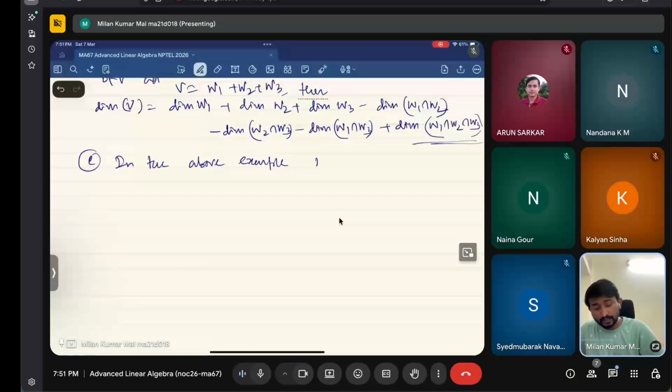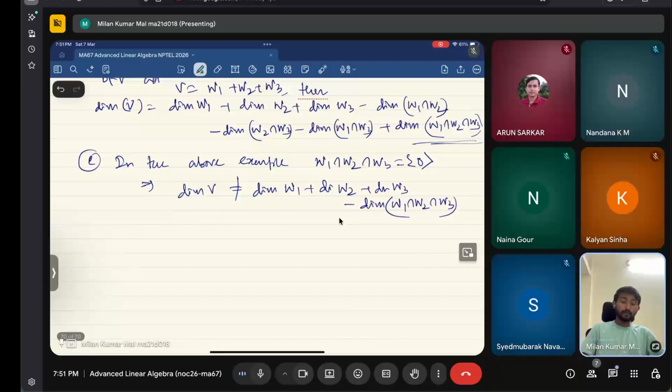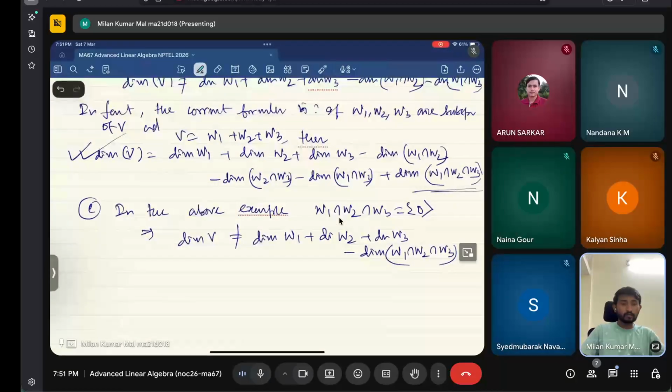So that says that the dimension of V, which is actually 3, is not equal to the dimension of W1 plus the dimension of W2 plus the dimension of W3 minus the dimension of W1 intersection W2 intersection W3. So, as I have said, this is the correct formula for three subspaces W1, W2, W3. The dimension of W1 plus W2 plus W3 is given by the formula. This is the correct formula.